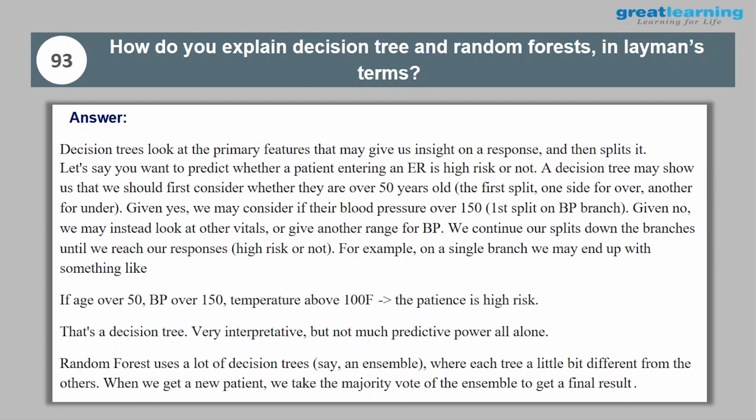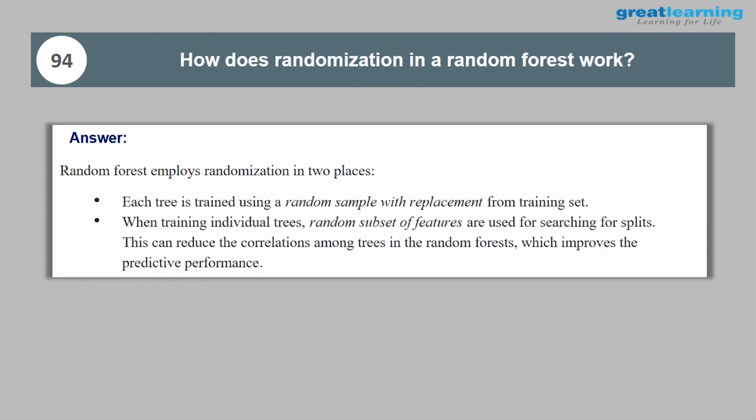Random forest uses a lot of decision trees, say an ensemble, where each tree is a little bit different from the others. When we get a new patient, we take a majority vote of the ensemble to get a final result. Now let's have a look at how randomization in random forest works. Random forest employs randomization in two places. Each tree is trained using a random sample with replacement from the training set. When training individual trees, a random subset of features is used for searching for splits. This can reduce the correlation among trees in the random forest, which improves the predictive performance.